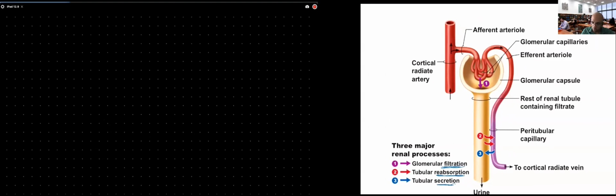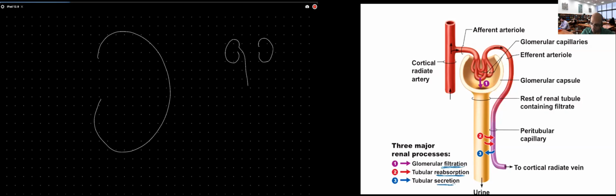In our last session, if you remember, we first discussed the structure of the urinary system and the organs that share in its formation. Those are the kidneys, the ureters, the urinary bladder, and the urethra. We discussed the structure of the kidney.